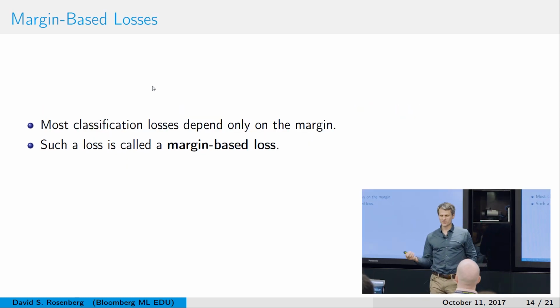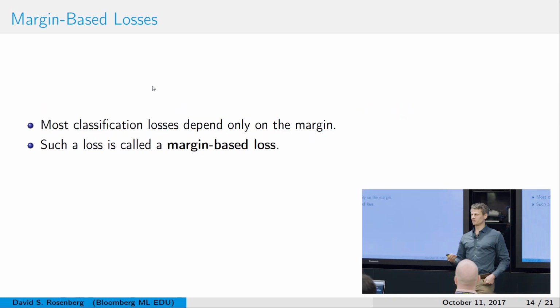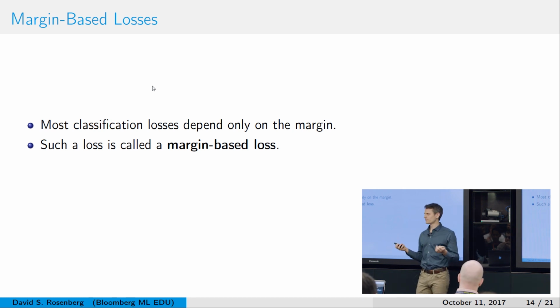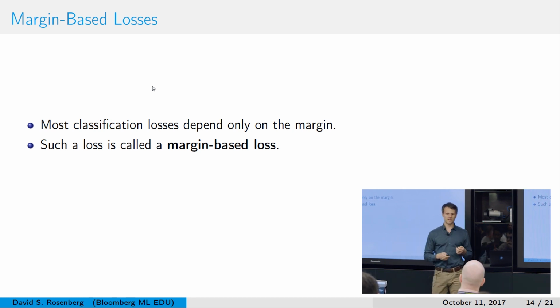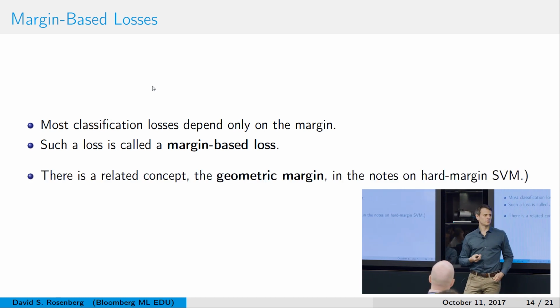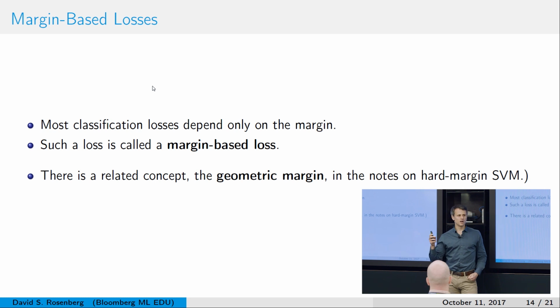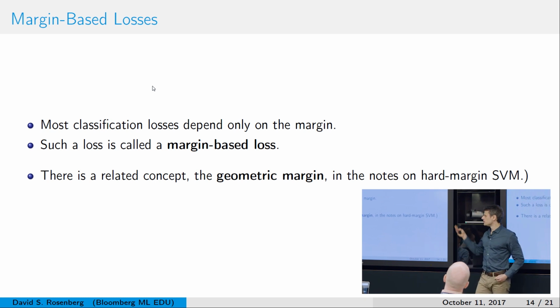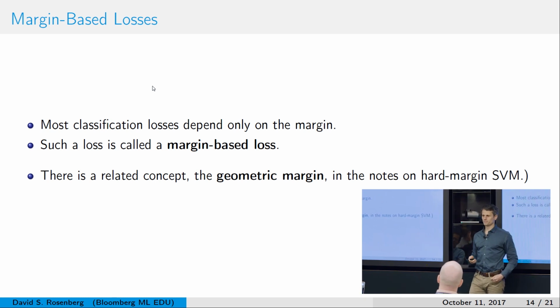So just as we had a term for residual-based losses, distance-based losses, here we have the fact that most classification losses are functions of the margin. And such functions are called margin-based losses. Now, there's a related concept called the geometric margin, which is not exactly the same, but they are related, and that will come up if we do hard margin SVM. You'll see a related concept called geometric margin.